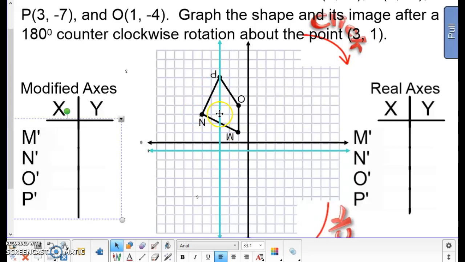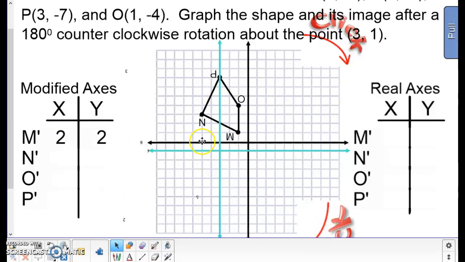So it should be above the origin of the blue axis. The P should be pointing up, should be kind of straddling the two quadrants. So if we measure these coordinates, M is at 2, 2, N is at negative 2, 4, O is at 2, 5, and P is at 0, 8. So this is all based on the blue axes.